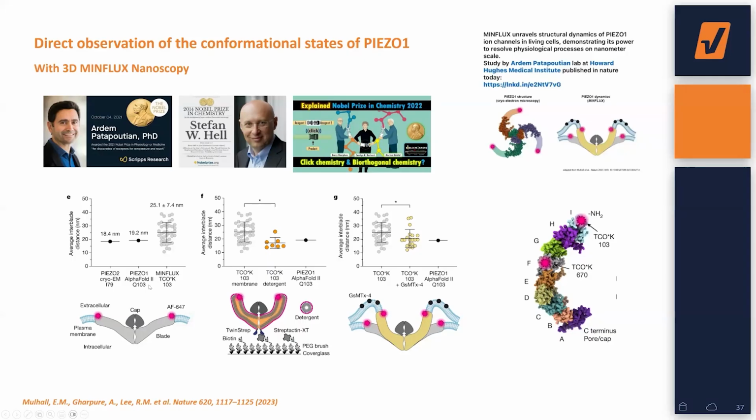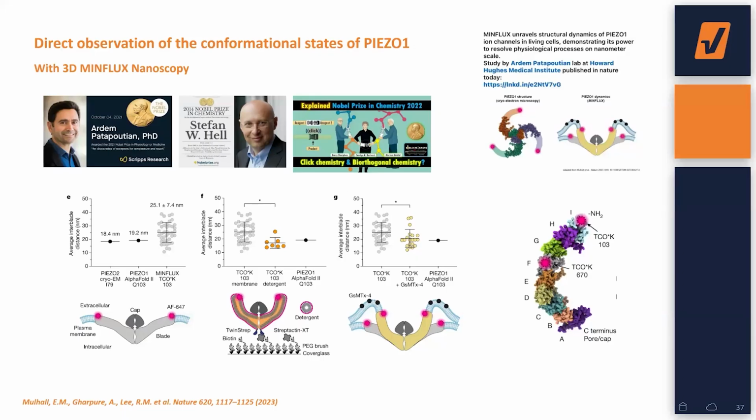We have AlphaFold. Both are Nobel Prize technologies, right? Cryo-EM and AlphaFold are the same. They show you a dead sample, the distance of the ion channel. While in MINFLUX, it's a dynamic range, right? As I said, that's the power of MINFLUX.